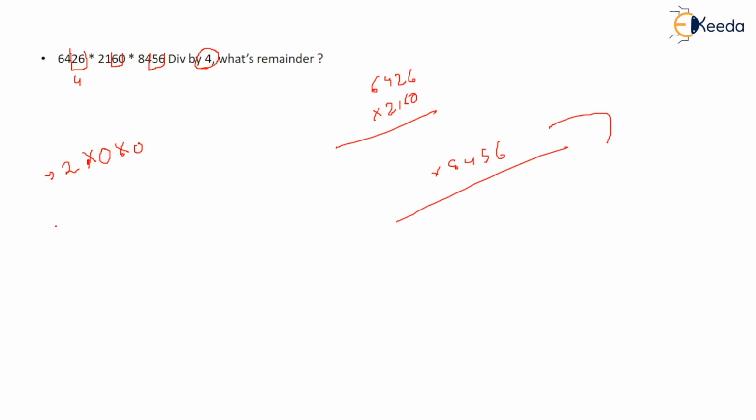You can check on your own if you have doubt: 6426 into 2160 into 8456 comes out to be something like 11737 and so on. When you divide, the remainder comes out to be 0. Okay, so this is the basic which you need to know. Otherwise you solve the question with a lot of difficulty, right? So this is something you can do. Just find the individual remainders, then divide by 4 and you can find the answer.